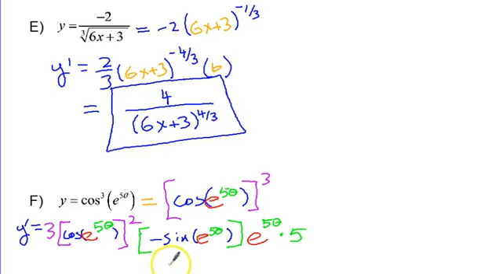All right, now all we need to do is just put all this together and clean it up. And so 3 times 5 is going to be 15 times this negative sign gives me a negative 15. And that's going to be sine of e to the 5 theta times cosine e to the 5 theta.